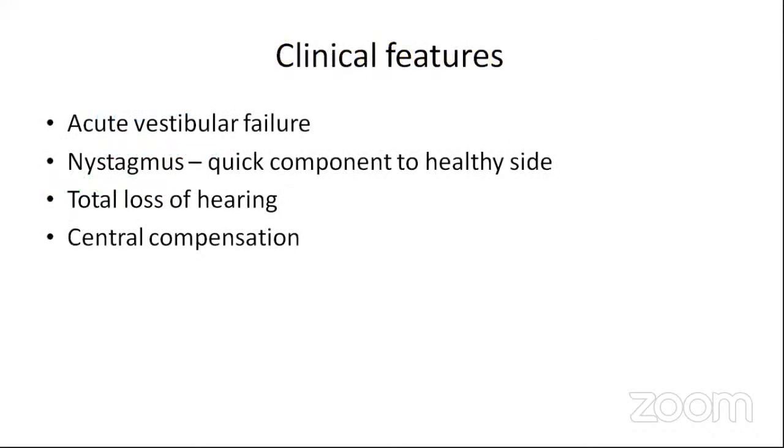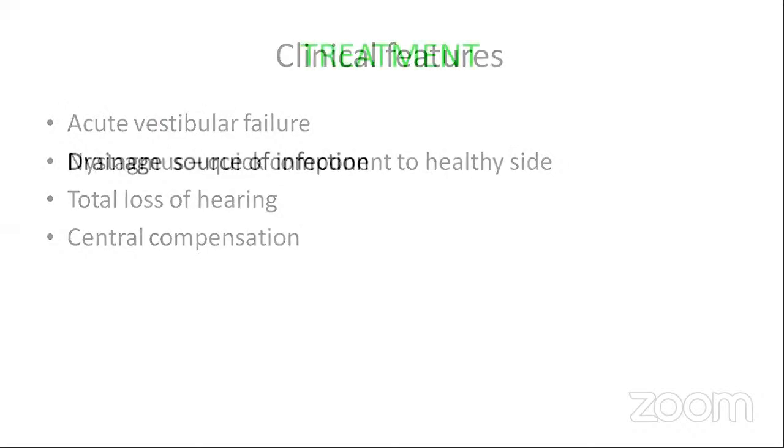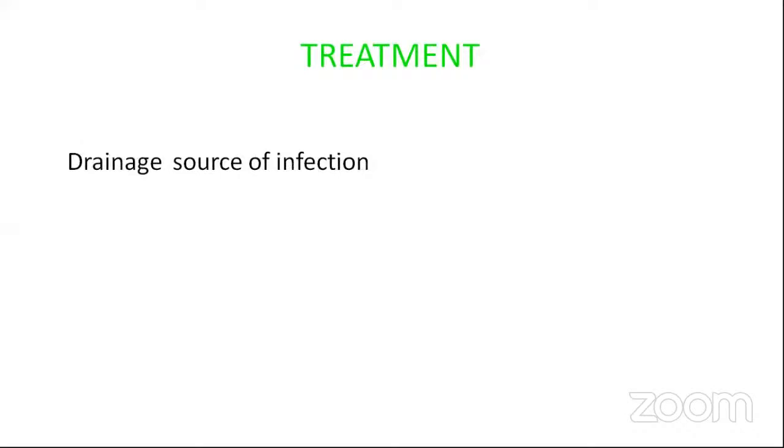So the clinical features will be acute vestibular failure. There will be severe nausea, vomiting, and vertigo. Nystagmus quick component will be towards the healthy side. There will be total loss of hearing, and there will be central compensation. Here the nystagmus is towards the healthy side because the affected side has a dead labyrinth. That is why the nystagmus is towards the healthy side. Treatment is drainage of the source of infection by operation, by mastoidectomy.